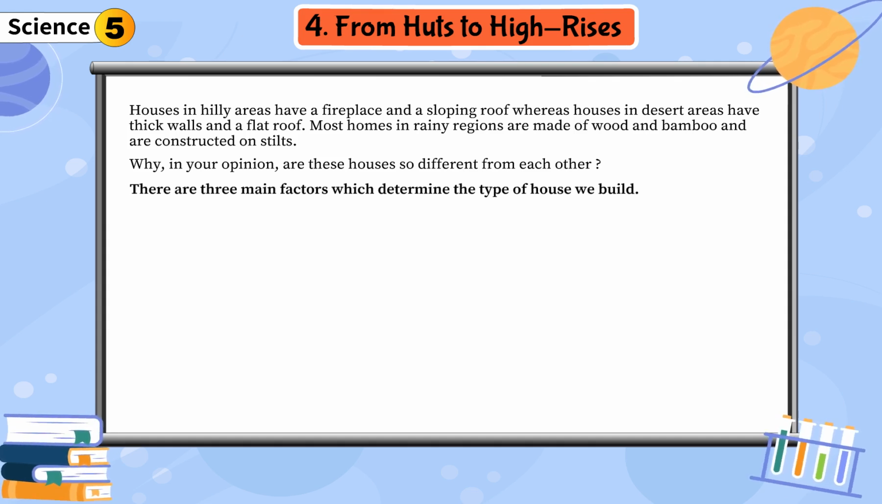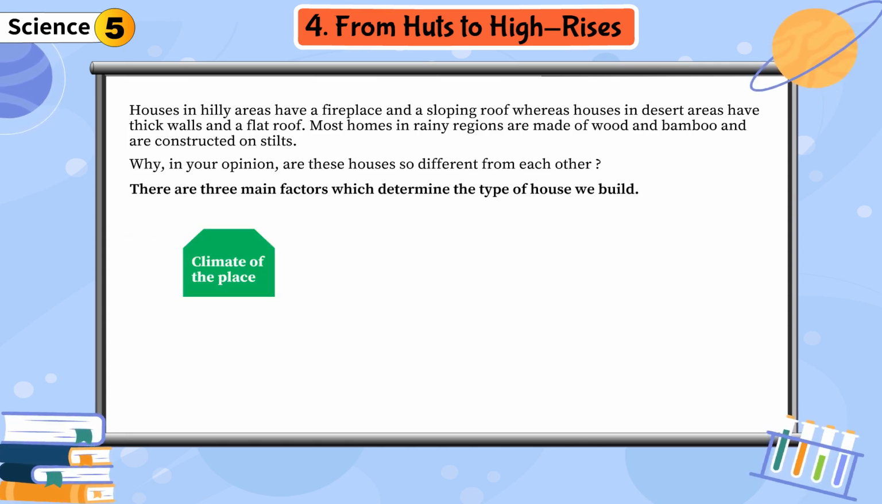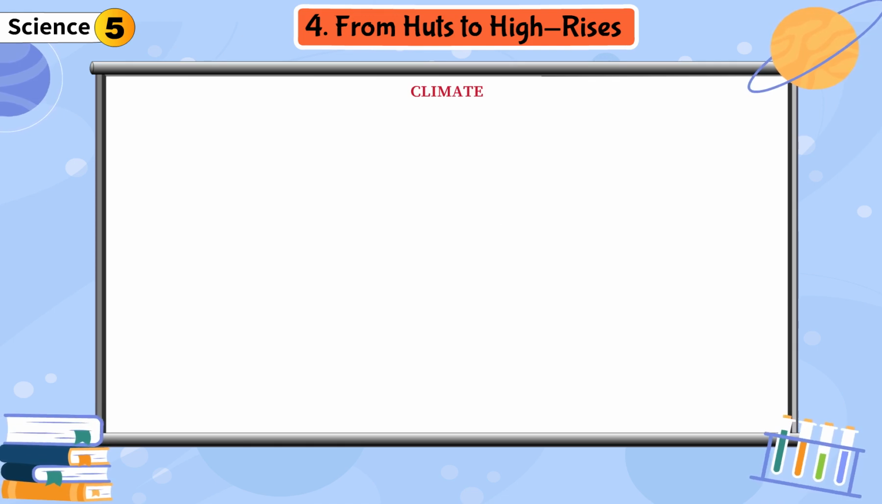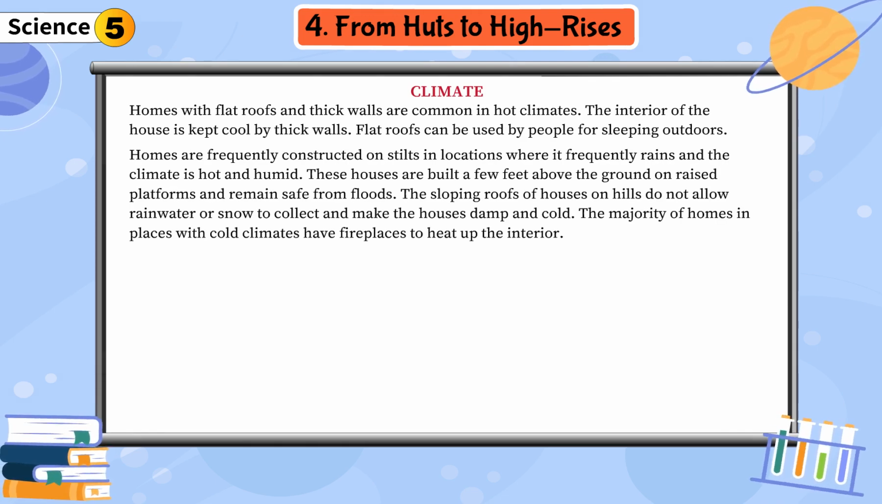There are three main factors which determine the type of house we build. Climate of the place. Materials to be used. Budget available. Climate. Homes with flat roofs and thick walls are common in hot climates. The interior of the house is kept cool by thick walls. Flat roofs can be used by people for sleeping outdoors.